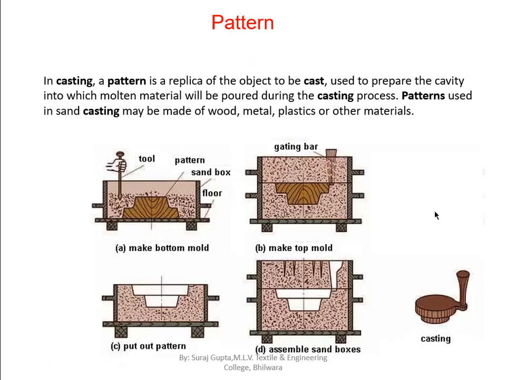Pattern. In casting, a pattern is a replica of the object to be cast, used to prepare the cavity into which the molten material will be poured during the casting process. Patterns used in sand casting may be made of wood, metal, plastic, or other materials. So in this figure, we can see there is a pattern.